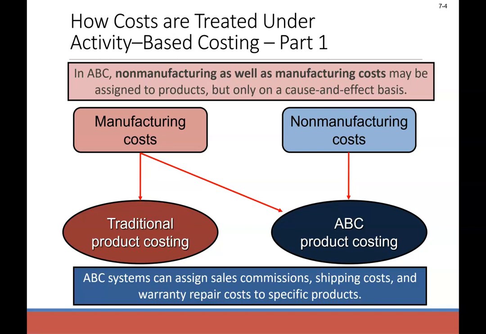costs are assigned to products only on what we call a cause and effect basis. So ABC systems assign sales commissions, shipping costs, warranty repair costs to specific products.